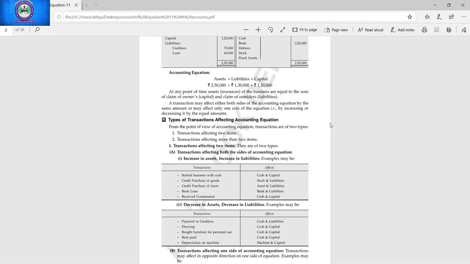The question is this: after starting your business, you have invested 50,000 more in your business. After starting 1 or 2 years, you have invested 50,000 more in your business. So which two accounts are going to be affected? Capital. Yes, very good. Capital is going to increase because you have introduced more capital.